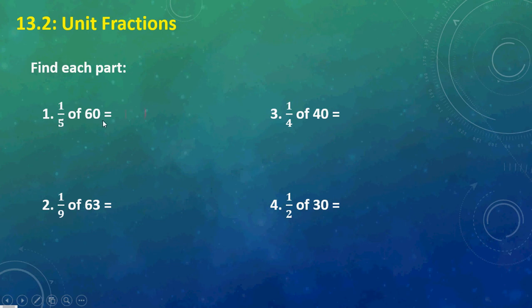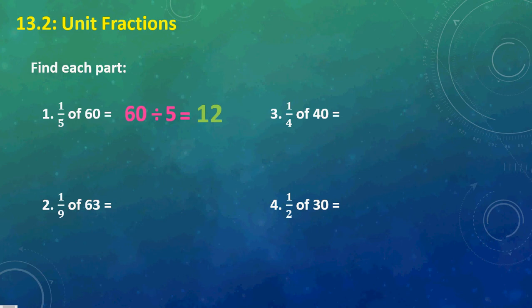Once again, I'm going to put this 60, okay? I'm going to divide by 5. But what 5? This 5, okay? The number that is in here, the denominator, I'm going to put it over here. Then I resolve the division. 60 divided by 5 is 12. So the answer over here is 12, okay?